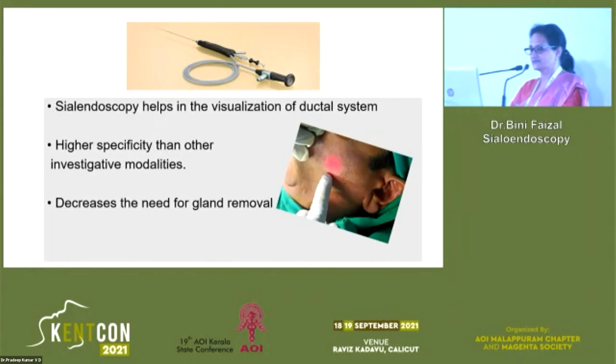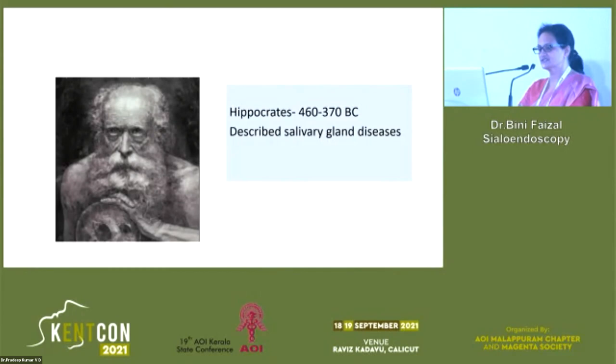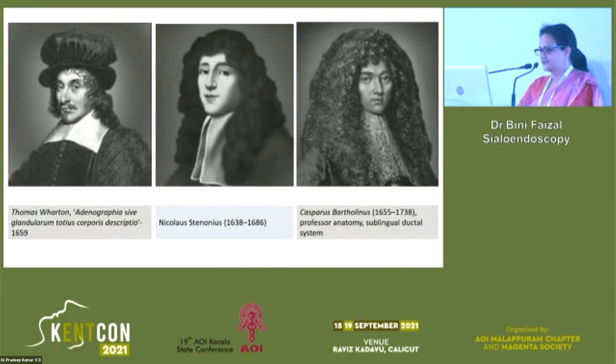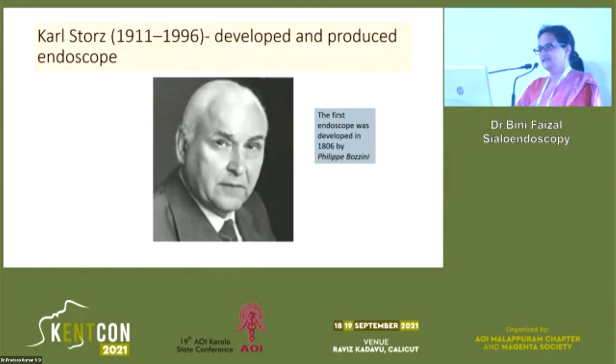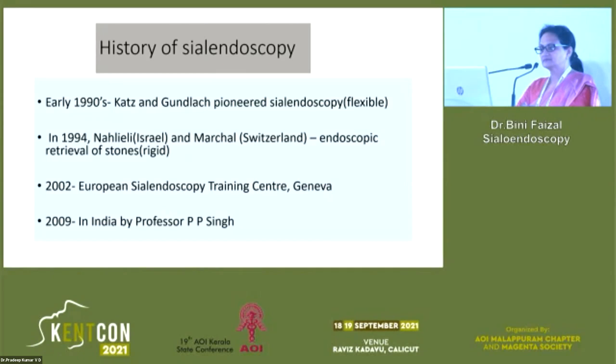Just brushing through the history, the first person to describe was Hippocrates. You all will know about Wharton's duct, then Stenson's in the parotid, and Bartholin, who described the sublingual duct system. Thanks to Karl Storz, we have a lot of endoscopes, and so many minimally invasive procedures are possible, though it was first described by Philip Bozzini. The first sialendoscopy was described by a maxillofacial surgeon. Then it was popularized by Nahlieli in Israel, and at the same time it started in Switzerland by Marchal. In India, it was started by P.P. Singh.